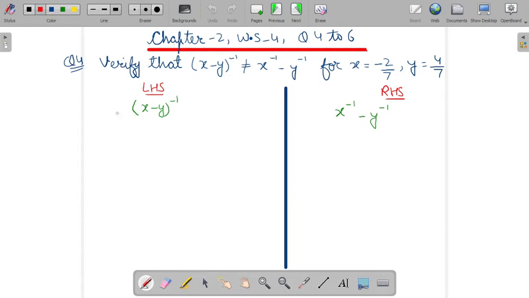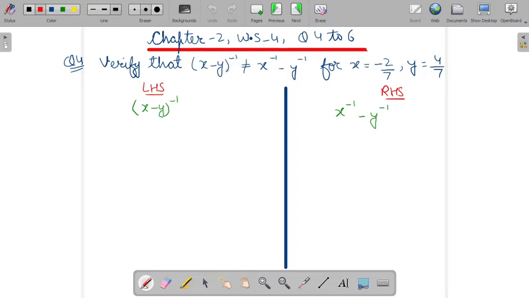Hello everyone. Now question 4 onward are related to the reciprocal concept, but here you have to verify it. Verification means you have to verify whether LHS and RHS are equal or not. So verify (x minus y) power minus 1, or inverse, or multiplicative inverse or reciprocal, one and the same thing.